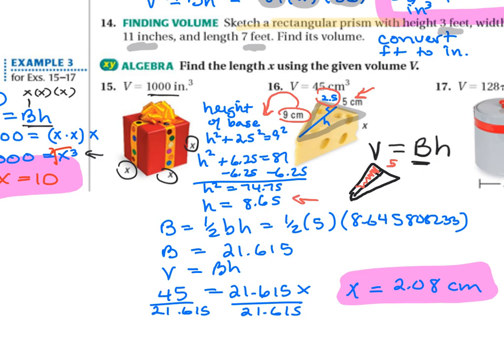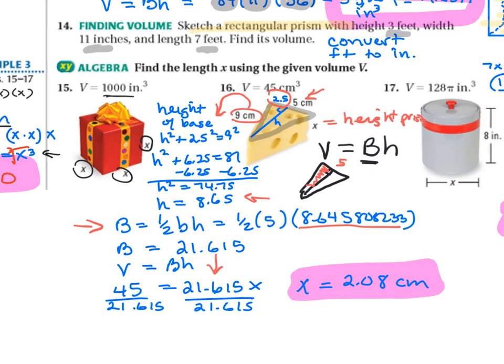So from there, I found the height. I rounded it to 2 decimal places, and then I found the area of the base by 1/2 times 5 times this number. I left the whole number on my calculator. And then the area of the base is 21.615. And then now I can plug it into the volume formula and solve for x. Because this x was the height of the prism. That's what we were looking for.